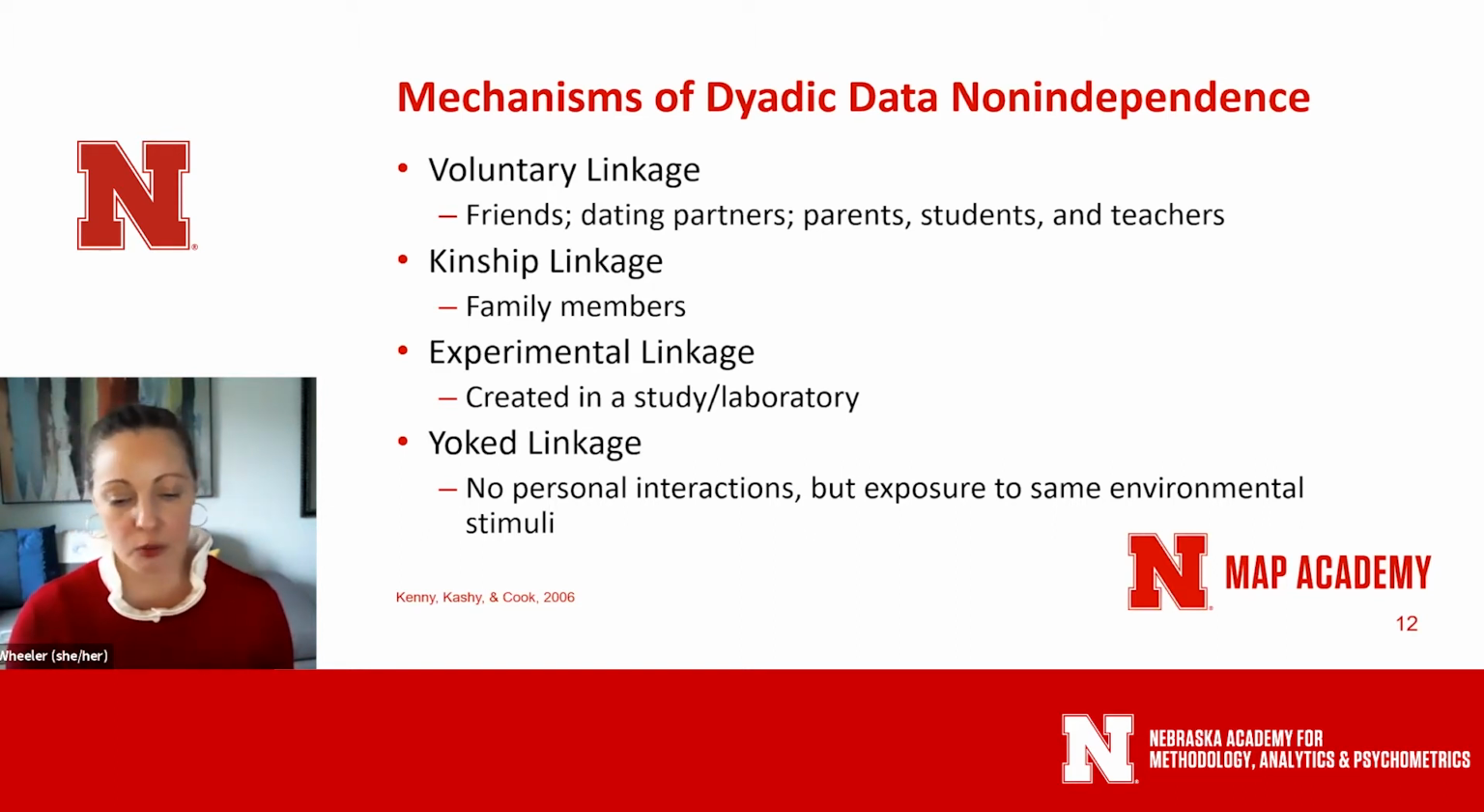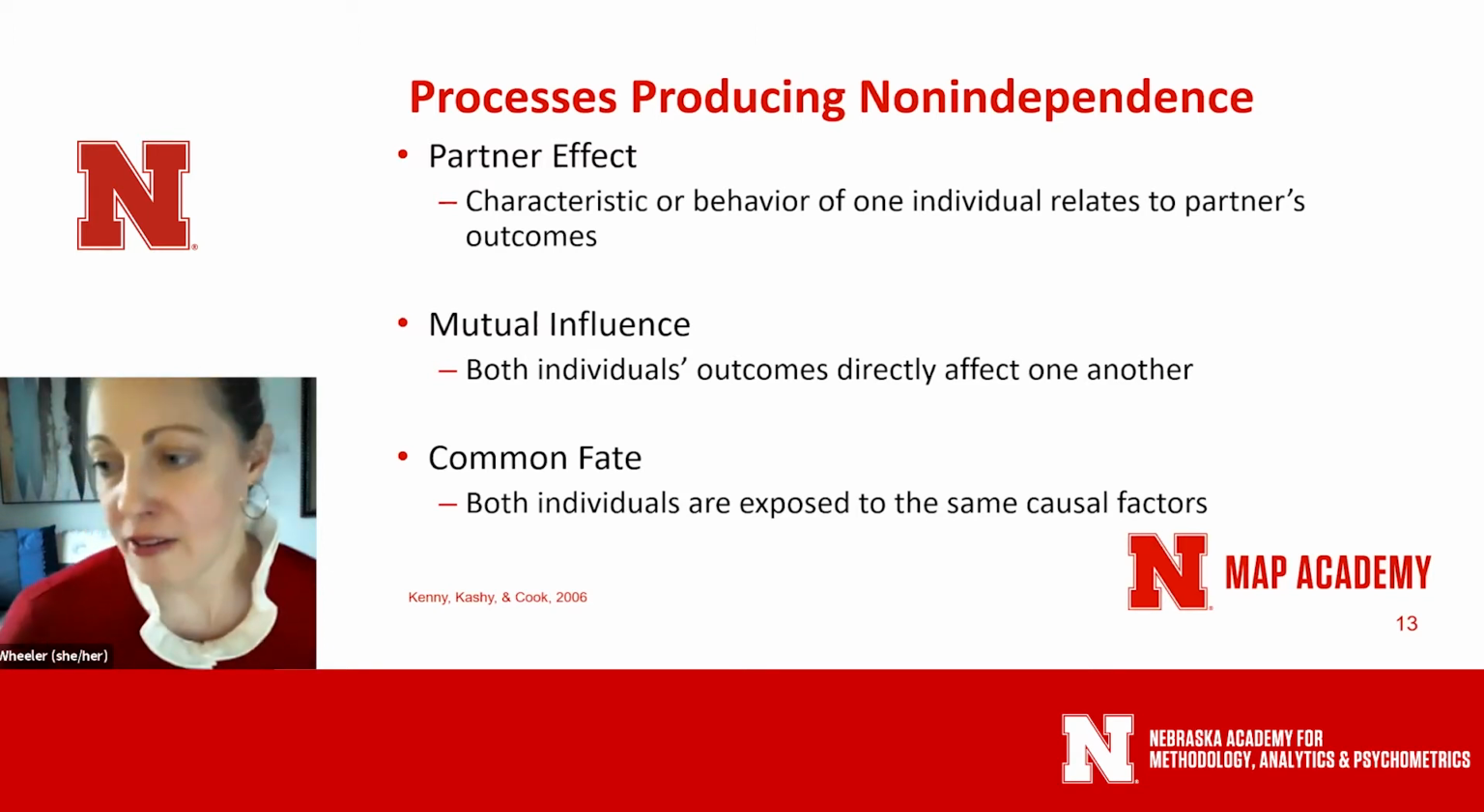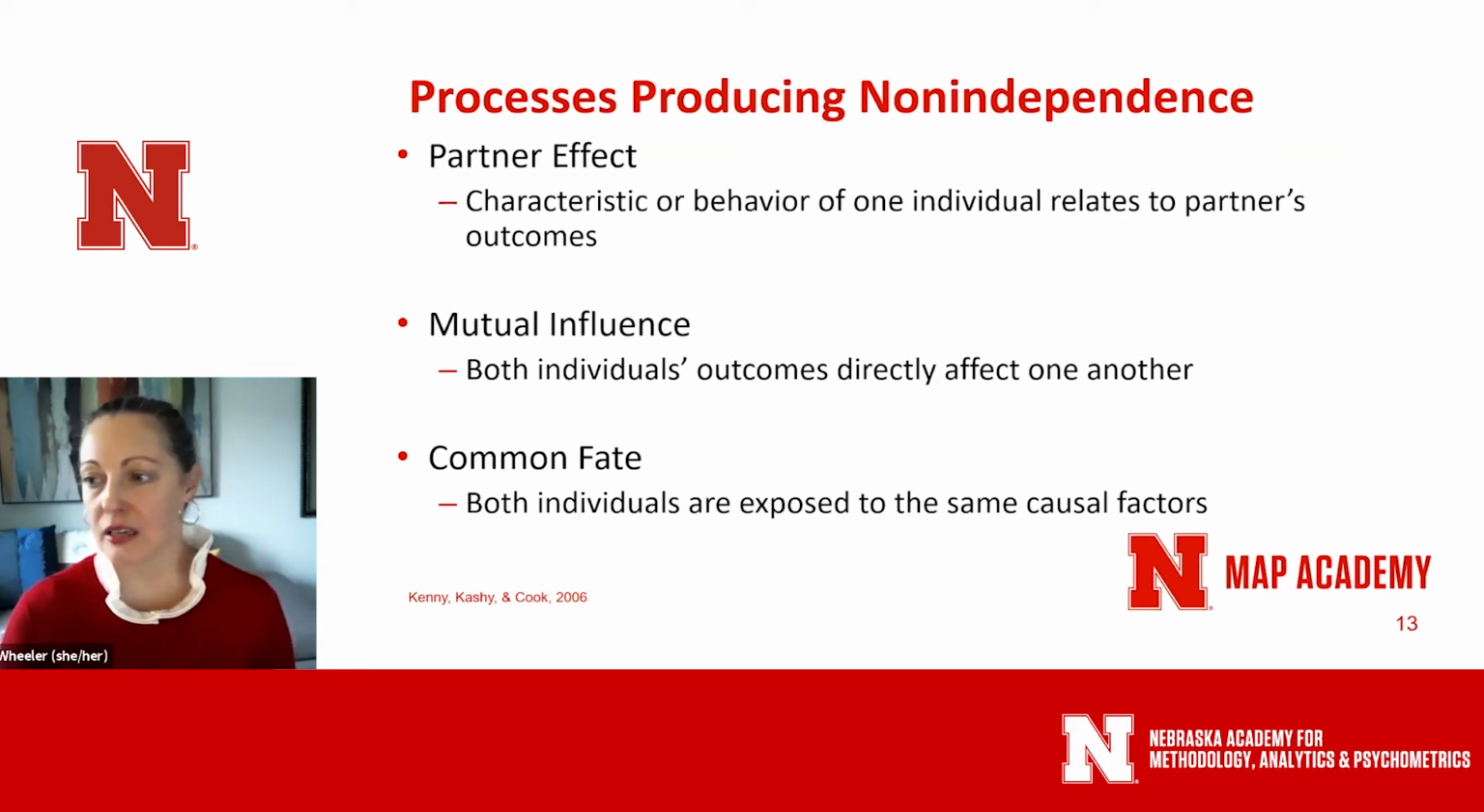So this is just to give you more of that context of how we might go about thinking about dyadic relationships. So once our dyad members are paired, even if the pairing is random, so that these compositional effects are unlikely, there are then three processes that may produce non-independence between two individuals. So there's something called a partner effect. This occurs when a characteristic or behavior of one person affects his or her partner's outcomes. So for example, the amount of housework that one roommate does may and probably does affect the other roommate's level of satisfaction with their living arrangements.